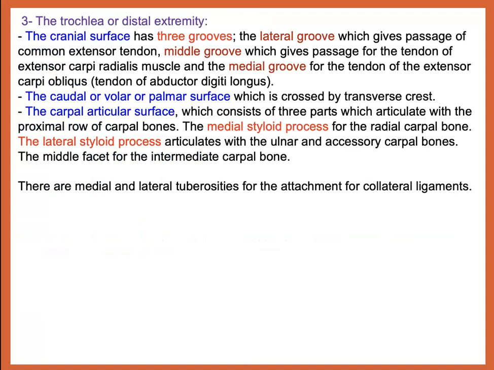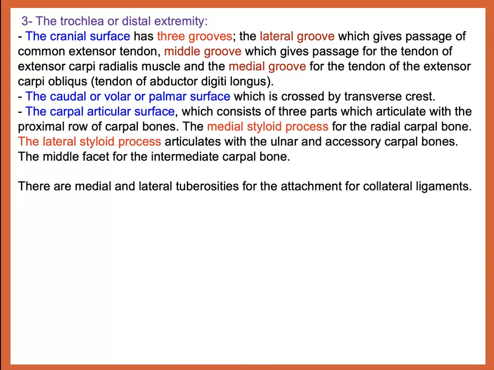In this extremity, we have three grooves for the extensor muscles, and then we have the palmar cervix or caudal cervix, which has a transverse crest, and then we have the carpal articular surface to articulate with the first row of the carpal bones. So we have the medial styloid process for the radial carpal bone, right?